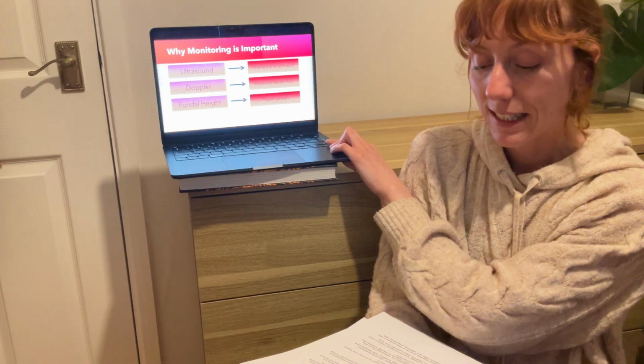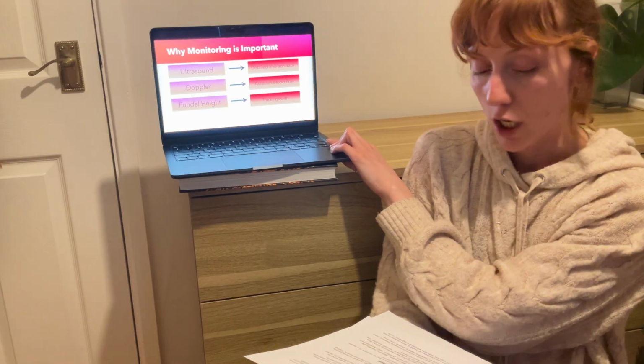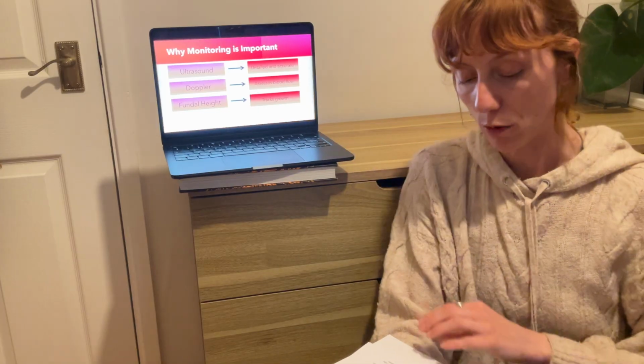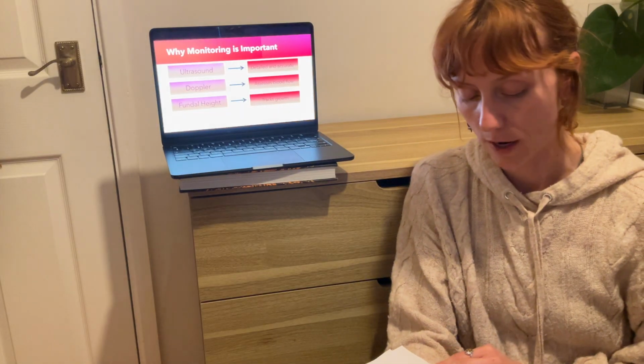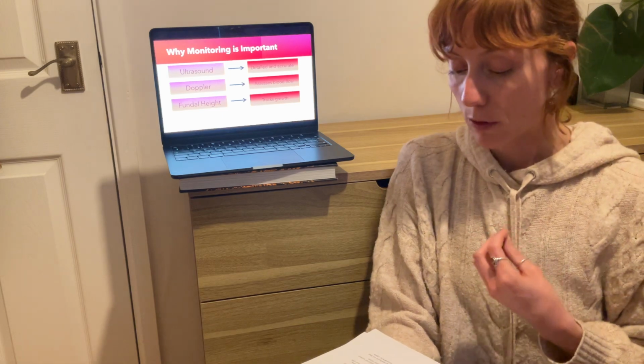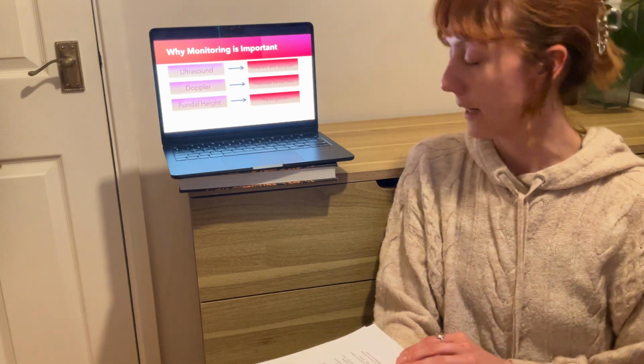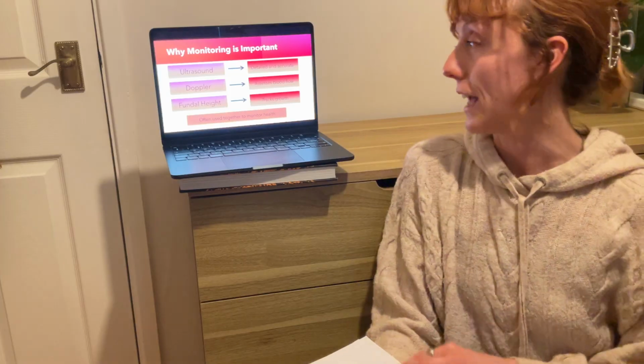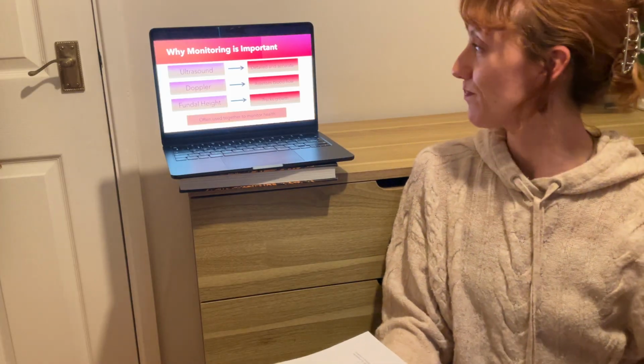Fundal height measurement is a simple and non-invasive method used during routine antenatal care to track the growth of babies over time. These methods are used together quite often to build a clear picture of the baby's well-being and to support safe and effective pregnancy care.